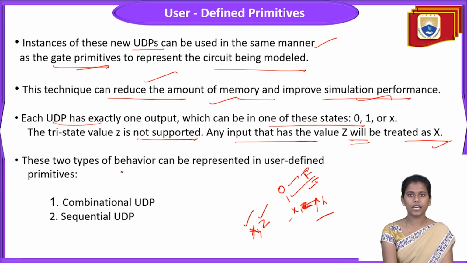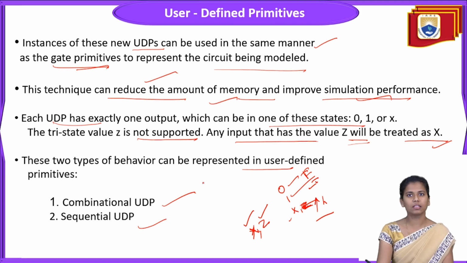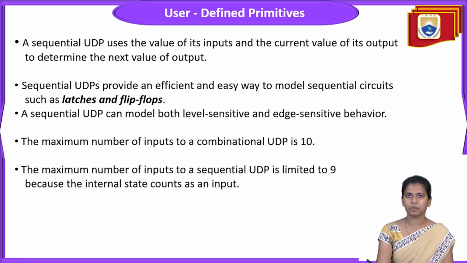Then these two types of behavior can be represented in user-defined primitives. Here we see the two behaviors of the modeling styles: one is combinational user-defined primitives, and the second is sequential user-defined primitives. Let's see in detail what these two are, combinational as well as sequential user-defined primitives.